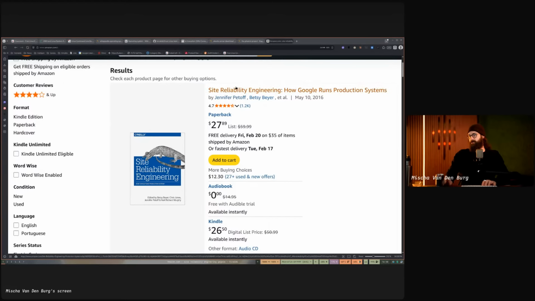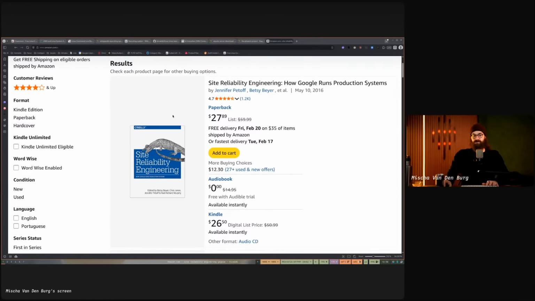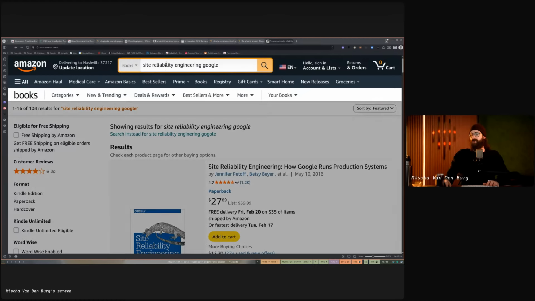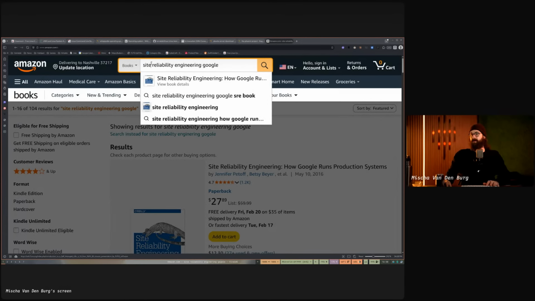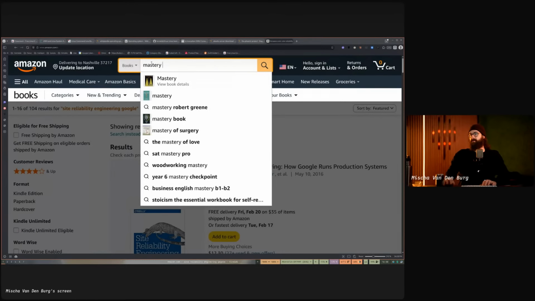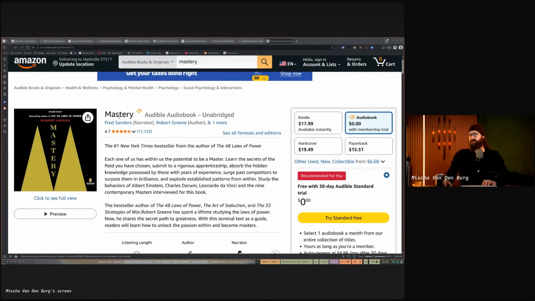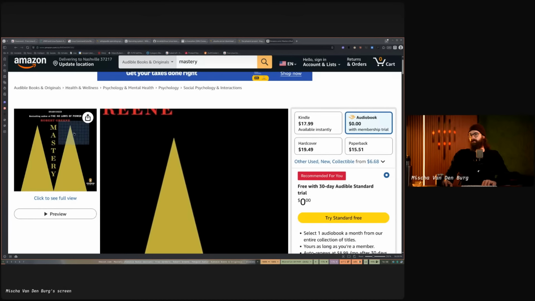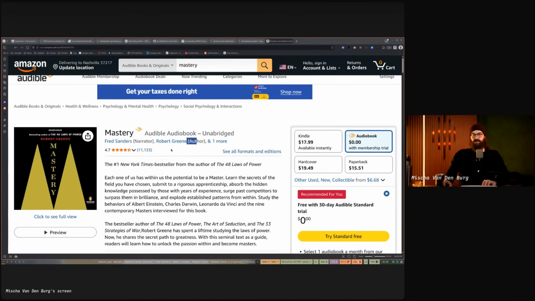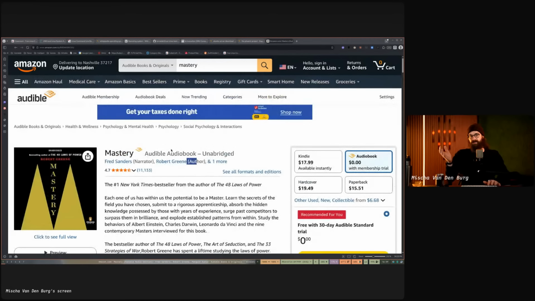This book, Site Reliability Engineering. Those three books plus the Linux administration books are not even recommended reading, it's obligatory reading. Oh, and also the book Mastery by Fred Sanders, no, Robert Greene. Here we go. The book Mastery by Robert Greene. Anyone who does a career change or is in the beginning of their career, or if you're thinking about your career in general, read this book Mastery, and you can thank me later.